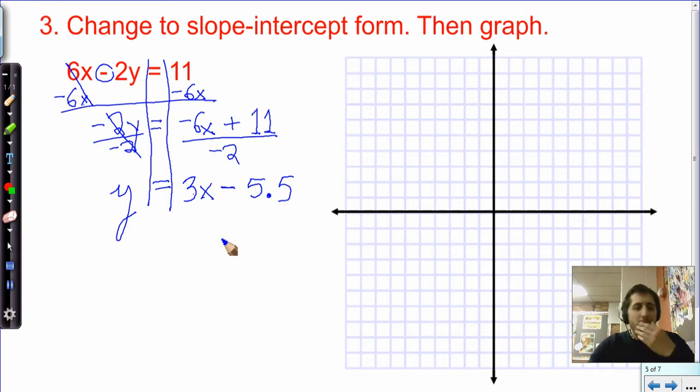So now we've got slope-intercept form, and slope-intercept form is also easy to graph. We're just going to make a normal scale of 1 and 1. What's the easiest point to graph? Our b value. y equals mx plus b, and b is the y-intercept, so we just have to go down negative 5.5. 1, 2, 3, 4, 5.5 is halfway to 6.